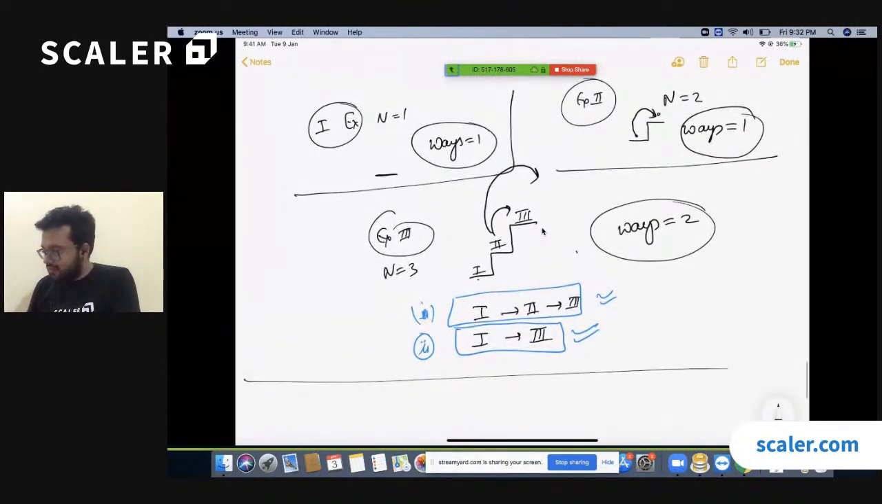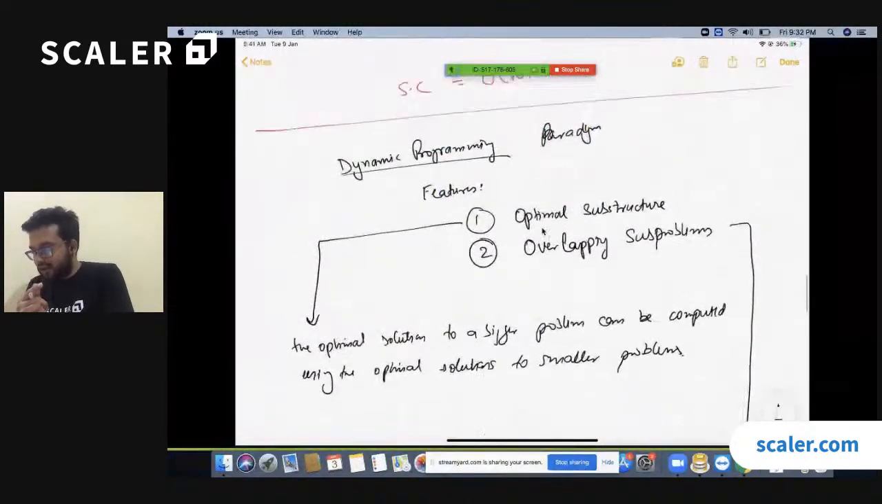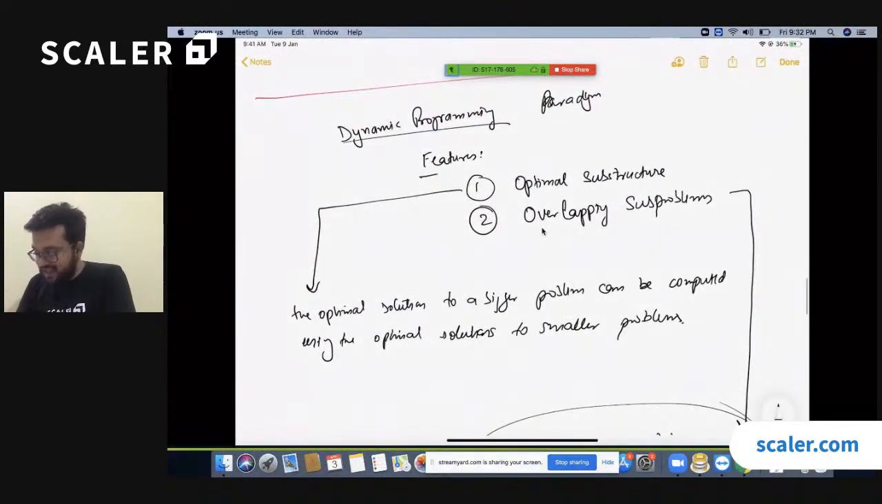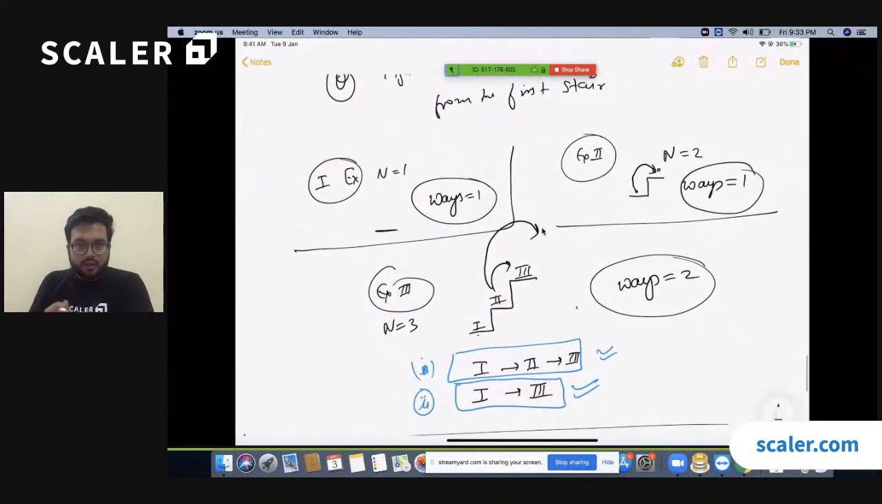Now let's see how I would approach this as a DP problem. One thing that I just told you is that it's very important to check whether these features are there in the DP problem. So let's check whether these features are actually there. The first feature is: is there an optimal substructure? Do you see an optimal substructure? What does that mean? Can you solve a bigger problem using the answers to smaller problems? So let's try to answer that.